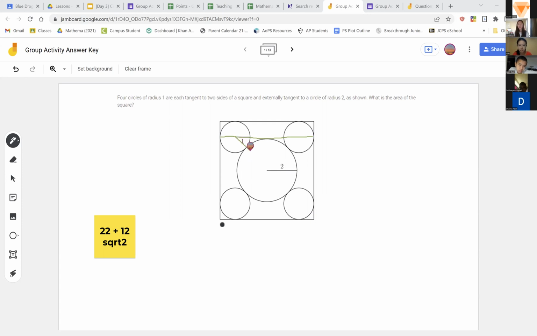So basically, if I draw this triangle, it's a right triangle. And then the legs are going to be 1 plus 2 because of the radii. So the legs are each 3 long. It doesn't say the units, but they're both 3.